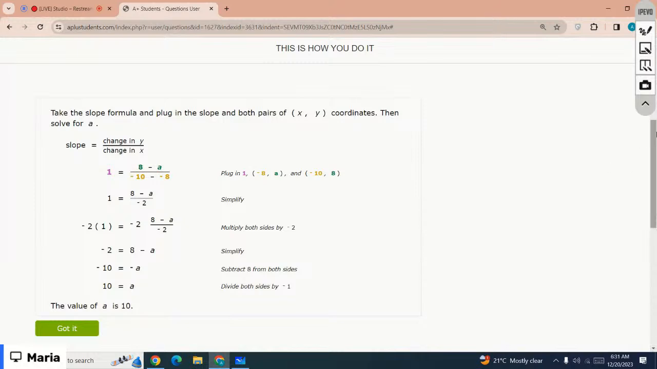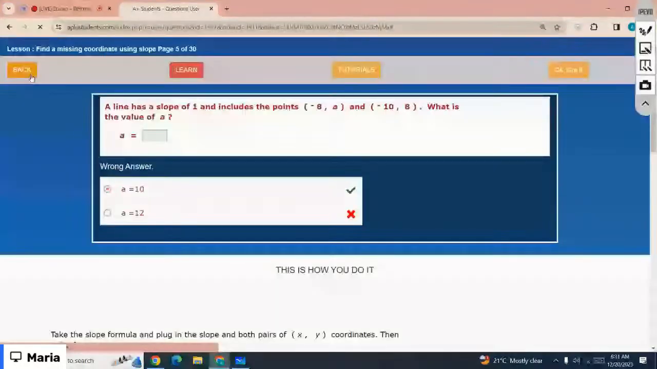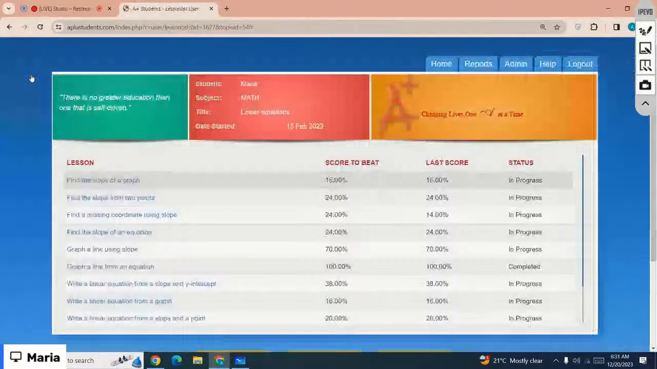Okay, you can complete the lesson by yourself later today. Let me just move on to the next lesson. And the next lesson is find the slope of an equation. So we know how to calculate the slope from a graph, how to calculate the slope from 2 points, and now we're going to learn how to calculate the slope from an equation, right?